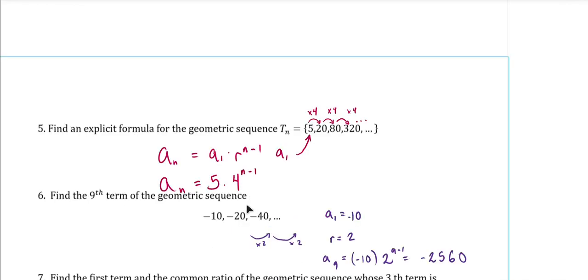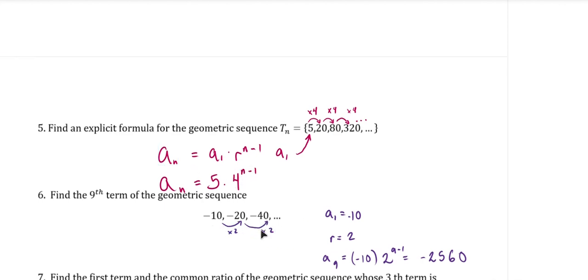For number 6, to find the nth term of the sequence, we want to first write this formula, the standard form of the geometric sequence. Now we notice that what we're doing is multiplying by 2 each time, so that's our common ratio, and we've started with a minus 10. So that would give the following form to our geometric sequence. And if we replace n with a 9, we get as follows. 2 to the 8 is 256, and times negative 10 gets me negative 2560.